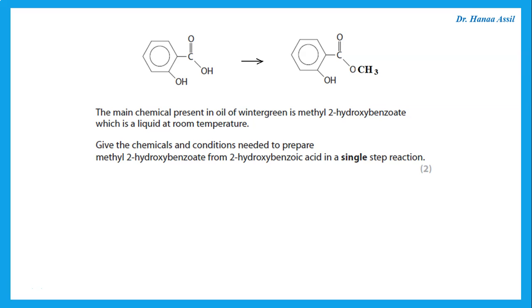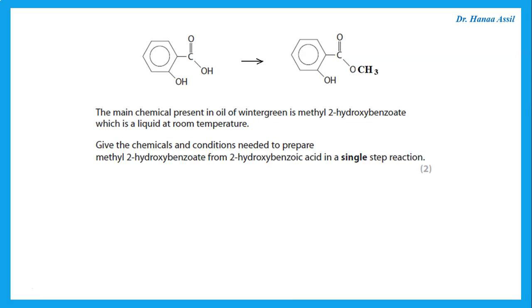Then the question says the main chemical present in oil of wintergreen is methyl 2-hydroxybenzoate. That is the compound on the right. Methyl 2-hydroxybenzoate is a liquid at room temperature. Give the chemicals and conditions needed to prepare this compound from the 2-hydroxybenzoic acid that we had, which is the one on the left, in a single step.